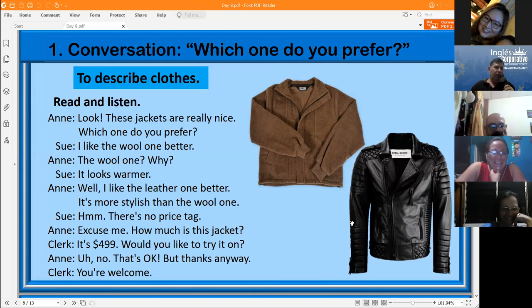Yeah. Let's see. Look, these jackets are really nice. Which one do you prefer? I like the wool one better. The wool one? Why? It looks warmer. Well, I like the leather one better. It's more stylish than the wool one.